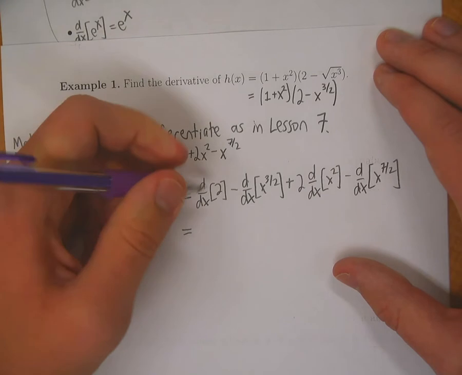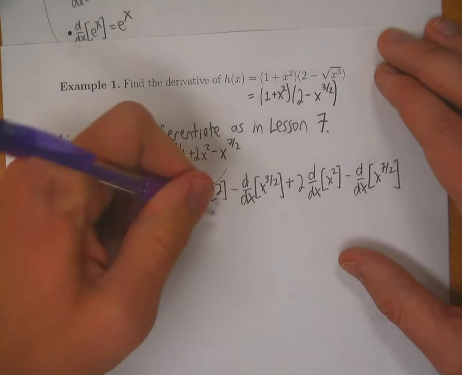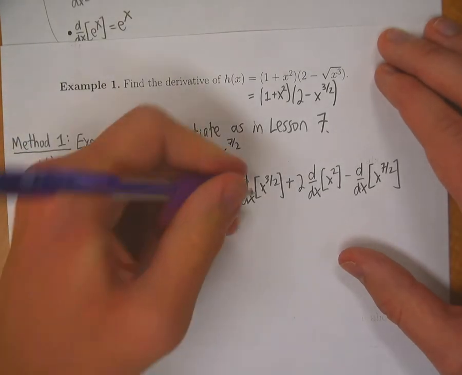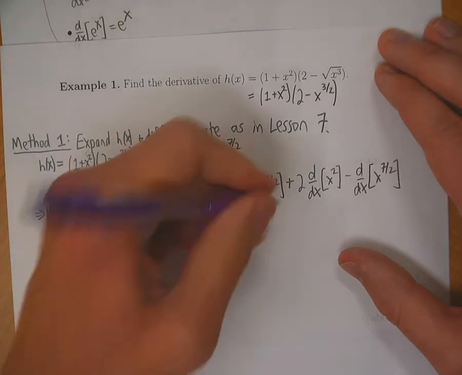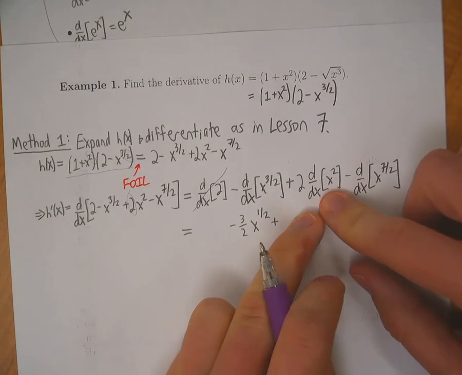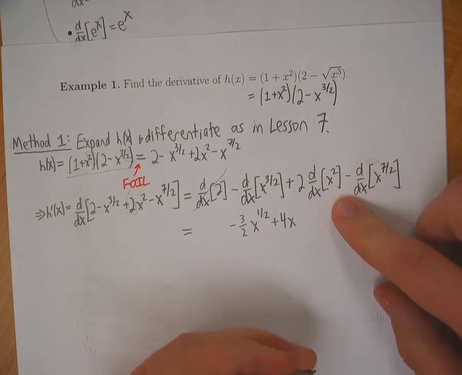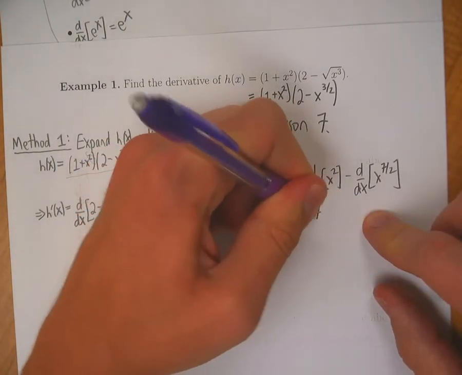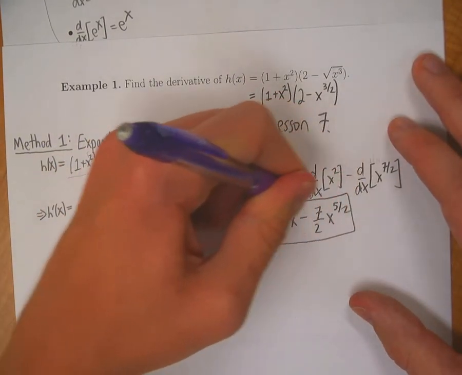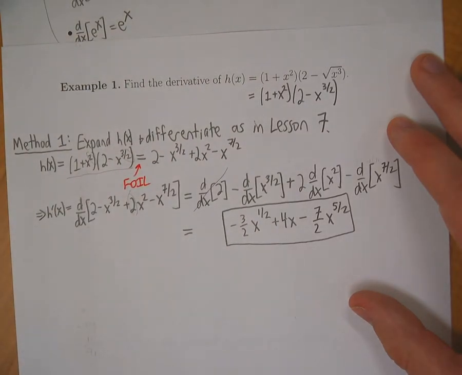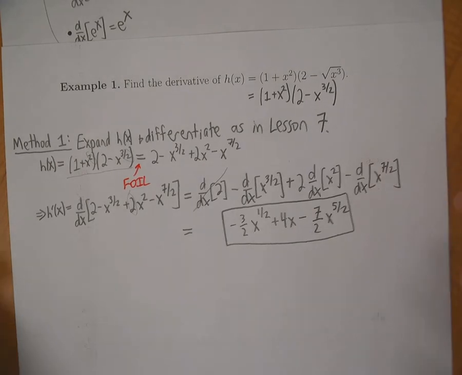So taking the derivative of each of these yields, well, this is just a big fat 0, so we can ignore that. Then minus the derivative of x to the 3 halves, so that's 3 halves x to the 1 half. Then plus 2 times the derivative of x squared, so 2x. Multiply by 2, you get 4x. And then minus 7 halves x to the 5 halves. Okay? So that would be your derivative in that case. Any questions on that?